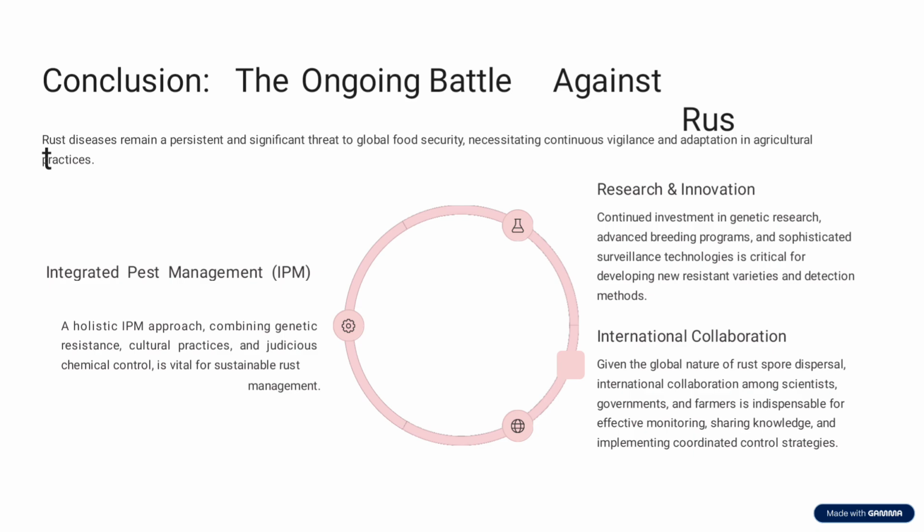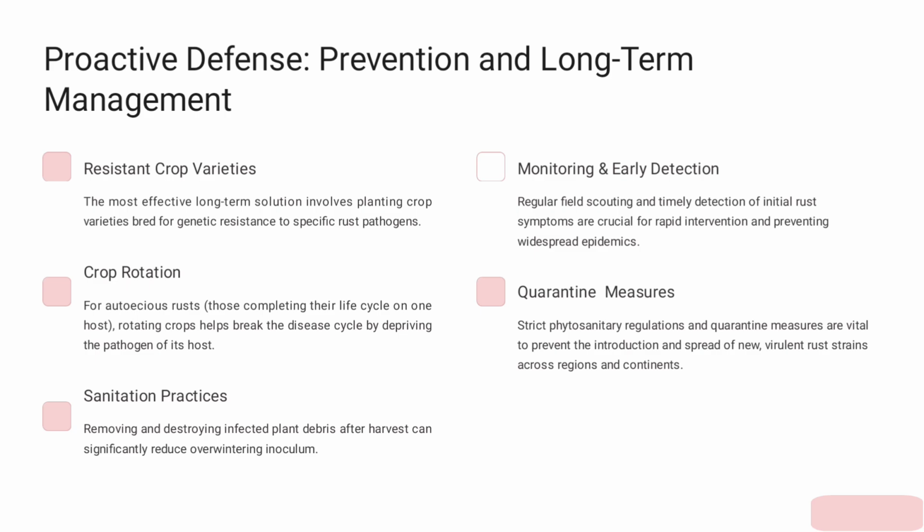Given the global nature of rust spore spread, international collaboration among scientists, governments and farmers is indispensable for effective monitoring, sharing knowledge and implementing coordinated control strategies. Prevention and long-term management: resistant crop varieties, crop rotation, sanitation practices, monitoring and early detection, quarantine measures. The most effective long-term solution involves planting crop varieties bred for genetic resistance to specific rust pathogens.